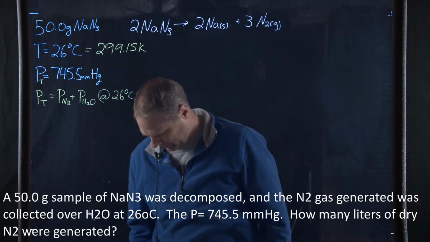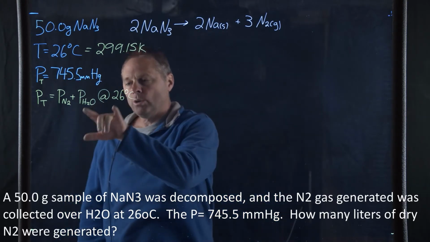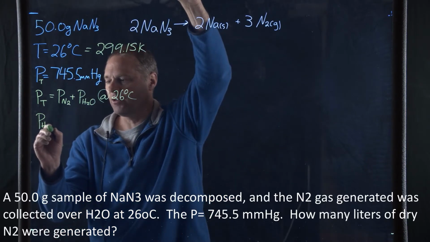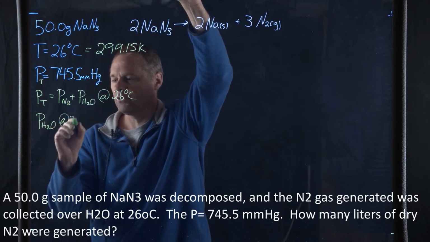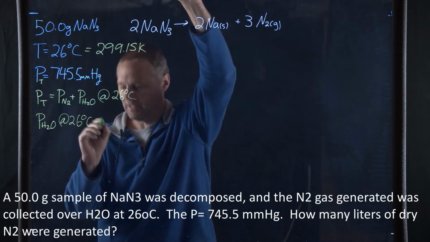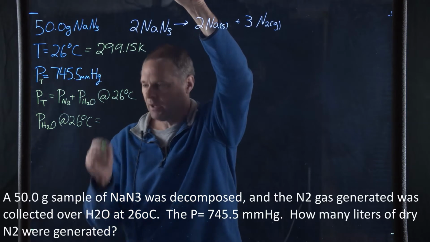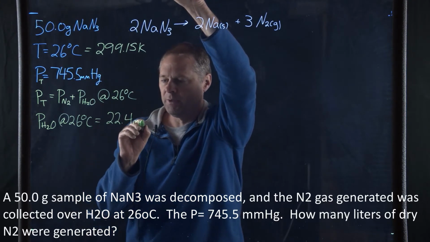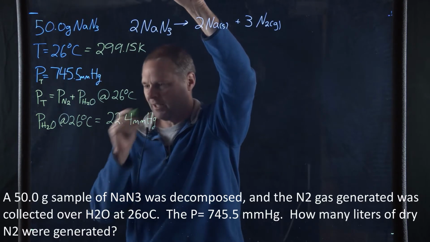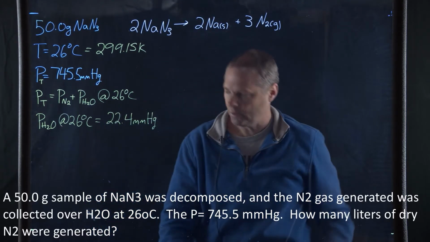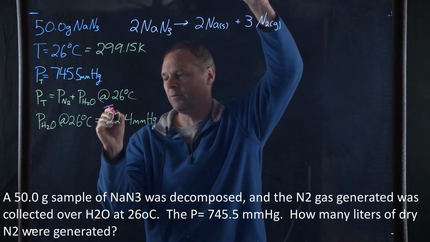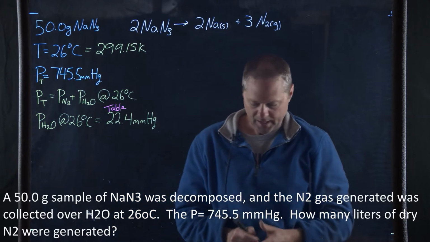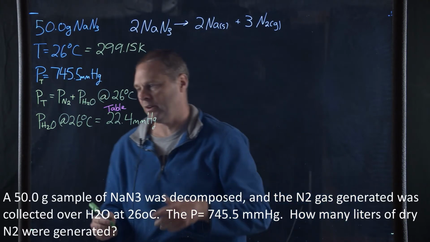All right. You can look this number up in a table. So the vapor pressure of water at 26 degrees Celsius is equal to 22.4 millimeters of mercury. And you can get this from a table. So I looked this up on a table is where I found this. This isn't something I would expect you to know. This would be a value you would look up on a table or on the internet.